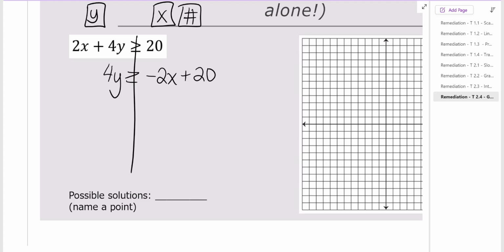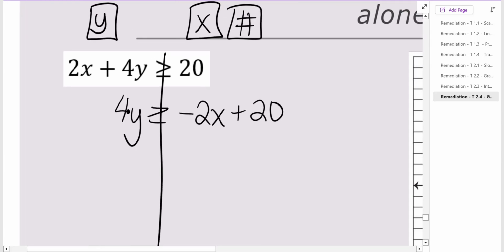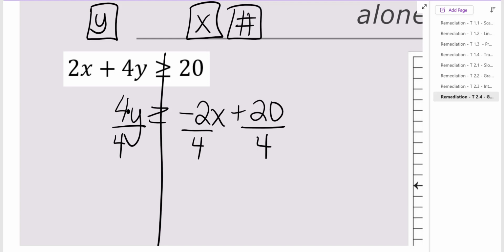Okay, now 4y, a number, a letter together, multiplication forever. And then the opposite is division. So goodbye, 4. Okay, adios, 4. We have y alone. And then we need to simplify the fractions. Ahora necesitamos simplificar las fracciones.